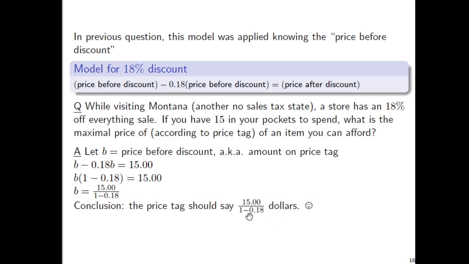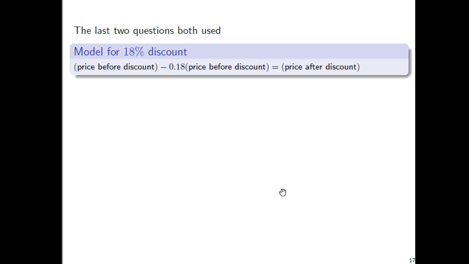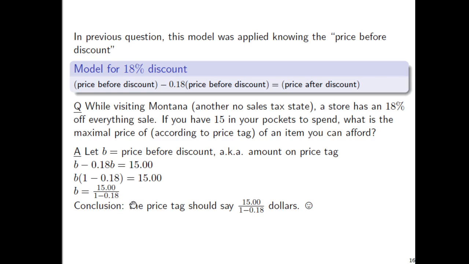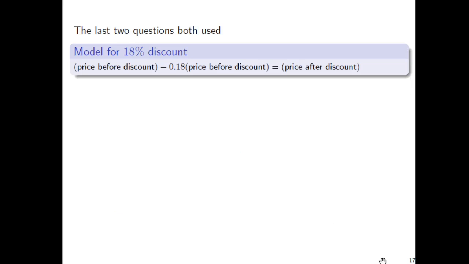People tend to write things like this down anyway before punching into a calculator, so why not just save time by not needing to punch into a calculator? Just a conclusion that's written literally like this line where the happy face is, that's a great conclusion in my opinion. Okay, the last two questions both use this model for an 18% discount.